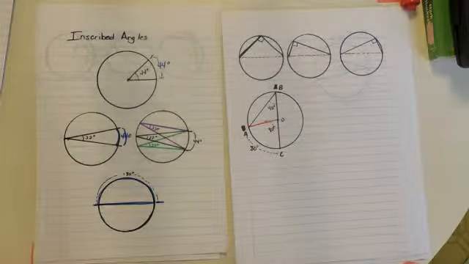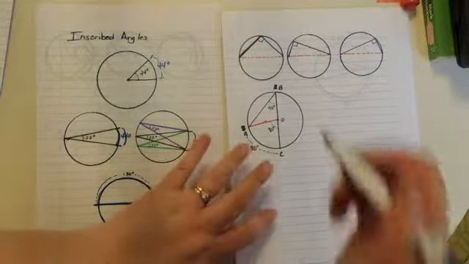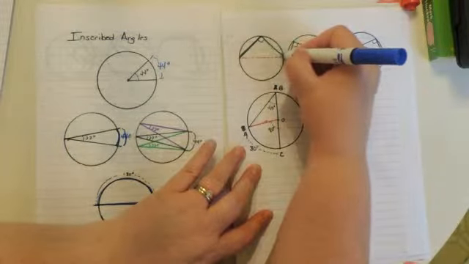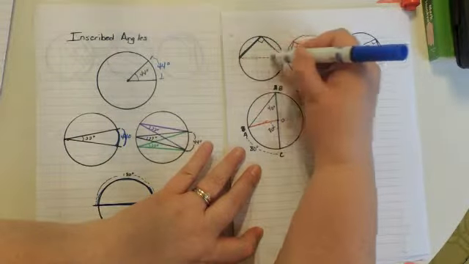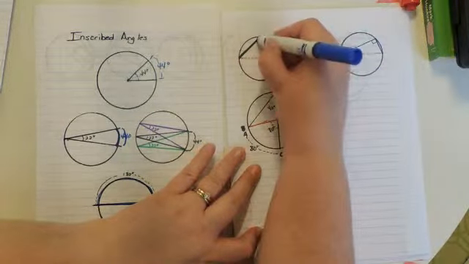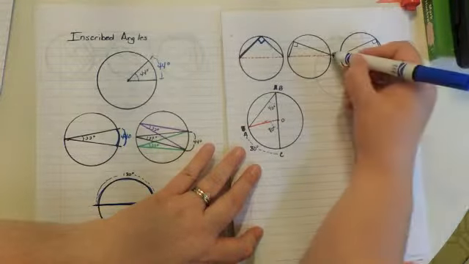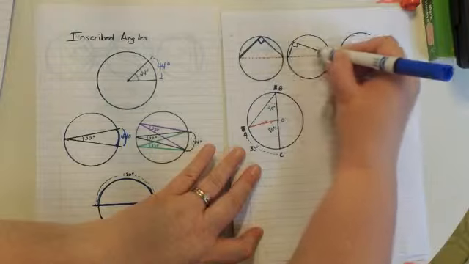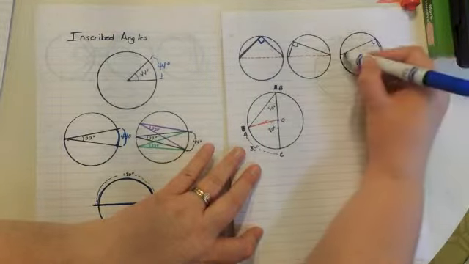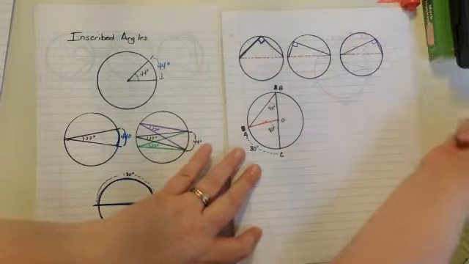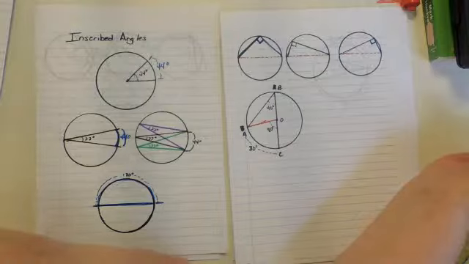Any inscribed angle that intercepts a diameter is a 90-degree angle. So here's an angle, and it's right here at both endpoints of the diameter. So this angle has to be a right angle. It has to be 90 degrees. Here's another one that is intercepting the diagonal, so it has to be 90 degrees.